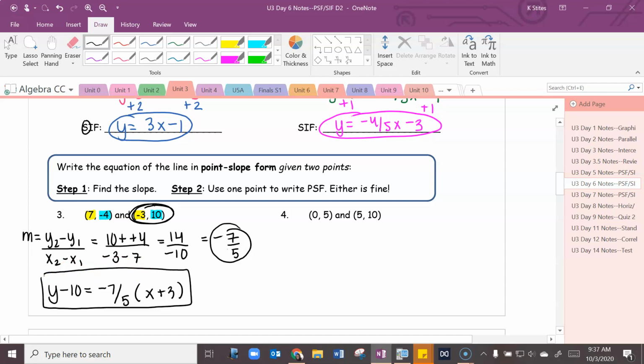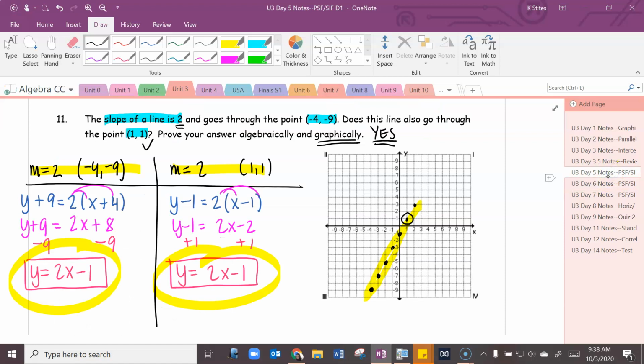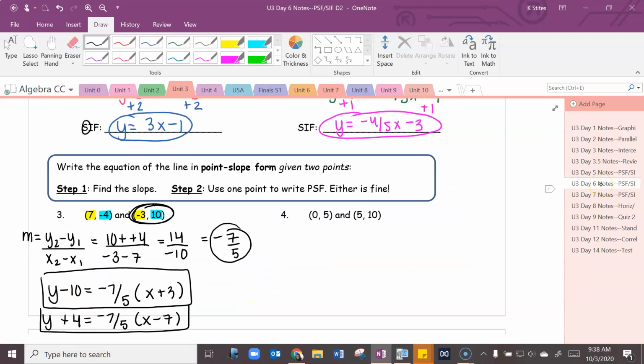You could also do the same thing with the first point. The answers will look very different. It would be y plus 4 equals -7/5 (x minus 7). That's using my opposites. But again, it doesn't matter. Both of these are correct. The reason it doesn't matter, if we go back to our last day of notes, you can see here your PSF looked completely different, but when you end up solving them, you get the same thing. Okay, that's why it doesn't matter which point you use.